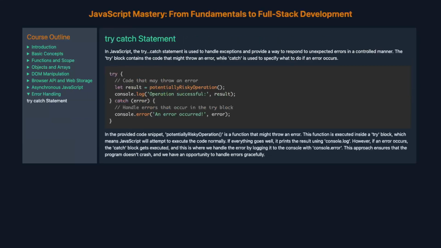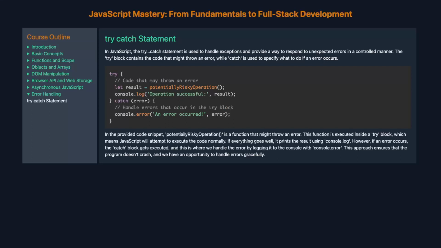Try-catch statement. In JavaScript, the try-catch statement is used to handle exceptions and provide a way to respond to unexpected errors in a controlled manner. The try block contains the code that might throw an error, while catch is used to specify what to do if an error occurs. In the provided code snippet, potentiallyRiskyOperation is a function that might throw an error.